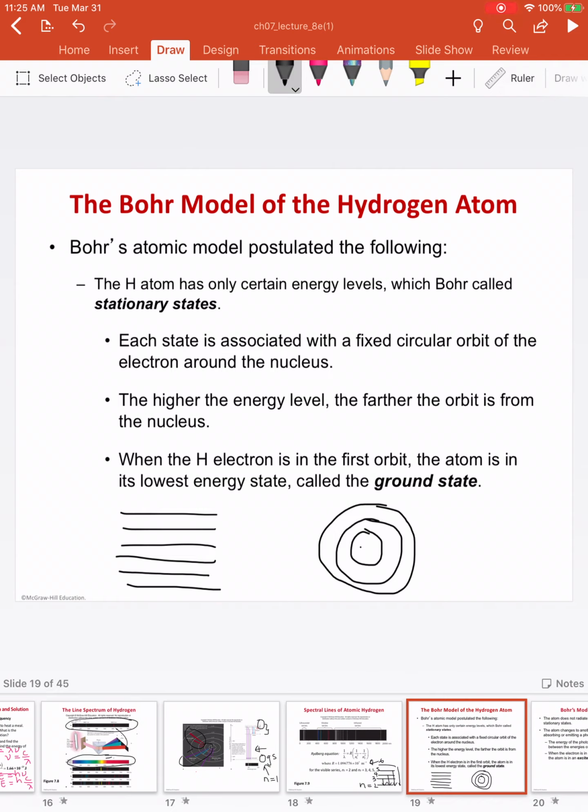The higher the energy level, the further the orbit is from the nucleus. So these are higher energy levels, and the further away they are, the further the orbit is from the nucleus. When the hydrogen electron is in the first orbit, the atom is in its lowest energy state, called the ground state. So if n equals 1 over here, that is the ground state, and the rest are going to be excited states.